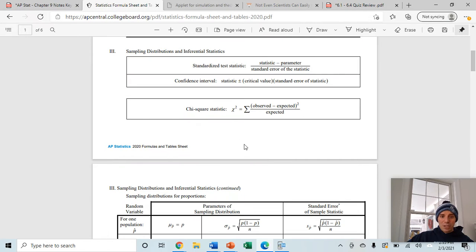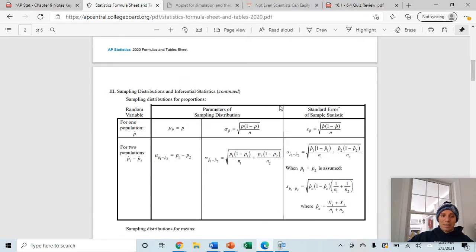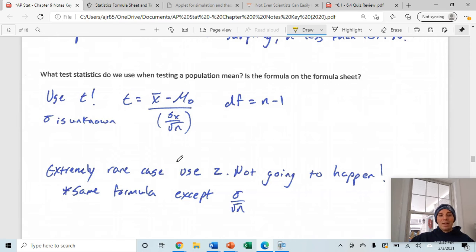And if we look at the formula sheet, you'll see that the test statistic is defined here as your statistic minus your parameter divided by the standard error of the statistic. And if we look at means, we know that if we're looking at a mean problem, here's our standard error of the statistic formula. So we know that part in there. And then our numerator is just our sample mean minus our population mean, or our hypothesized mean, I should say.